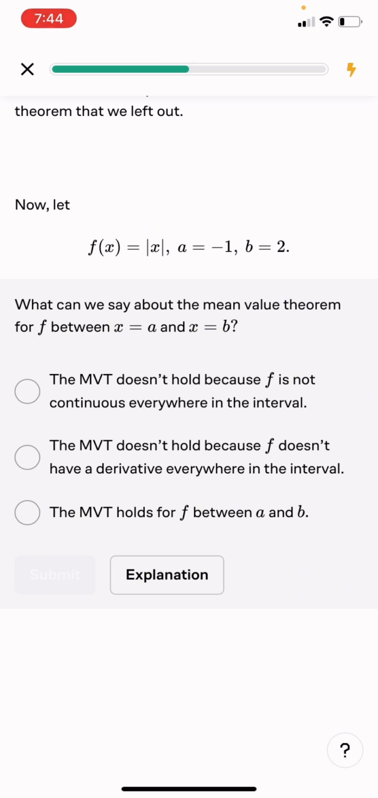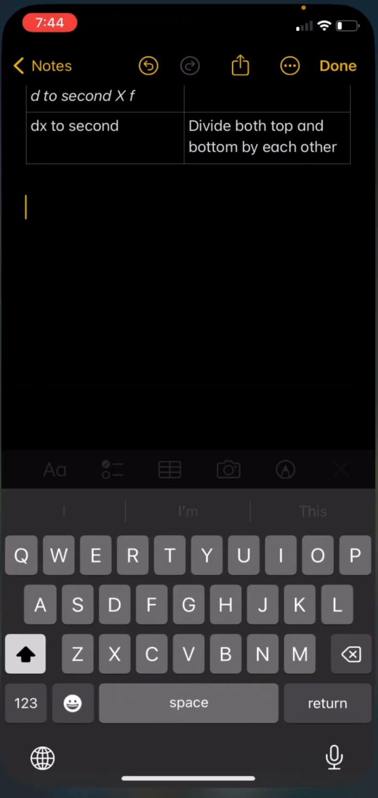f equals absolute value. Would that be corners or steepness? Here, give me 1 second. Hopefully this isn't considered cheating. So it would be considered a corner. So it doesn't hold anywhere. Yeah, it doesn't have a derivative because of the corner-like graph.